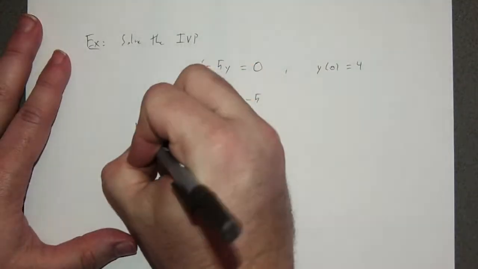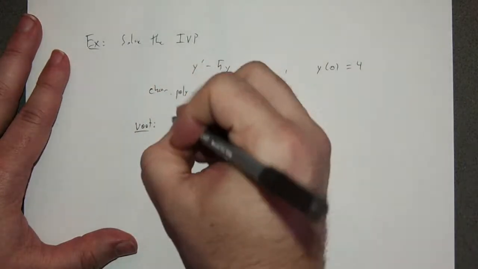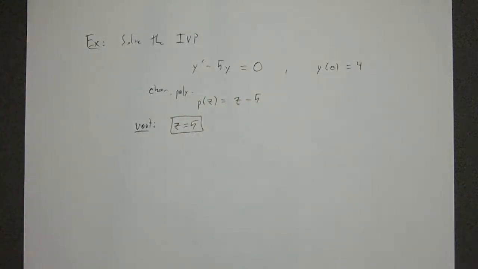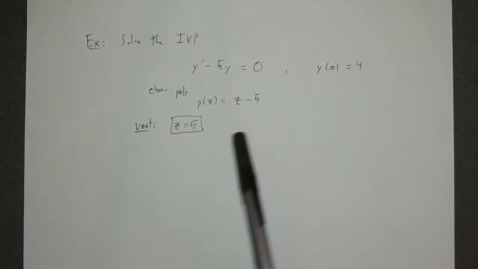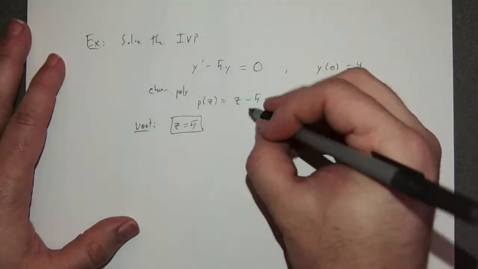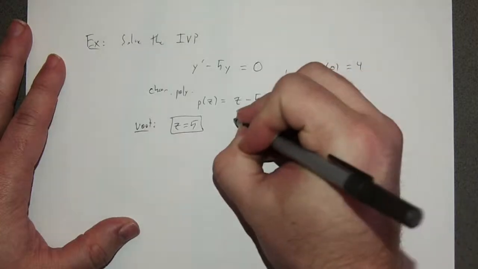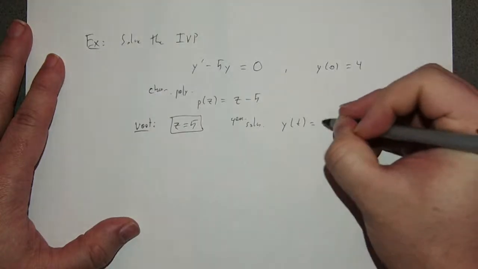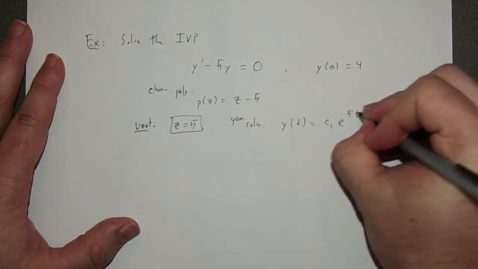Well, what's the root? So the root is z equals 5, right? Where is z minus 5 equal to 0? Well, where z is equal to 5. Okay. Now, assuming that this recipe process works the same whenever you have distinct real roots, in this case, the most roots we can possibly have is always 1, because this is a degree 1 polynomial. So this is it. I have distinct roots. So what is my solution? So my general solution is y of t is equal to c1, which is the only c, e to the 5t.